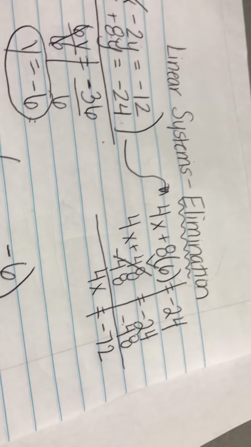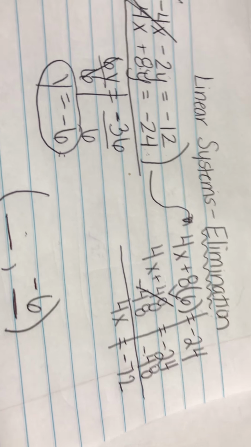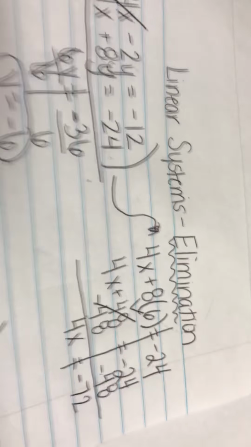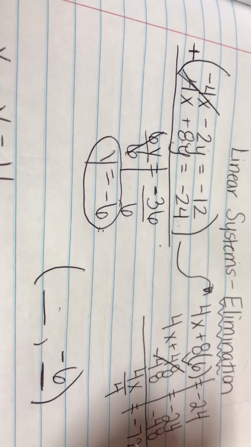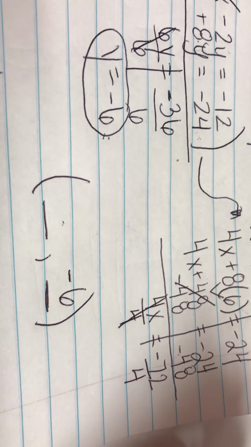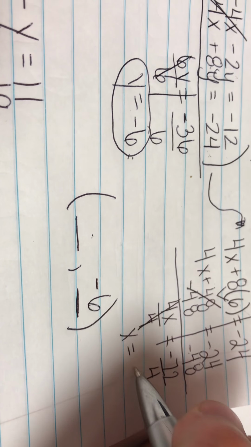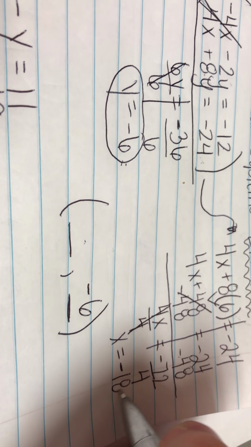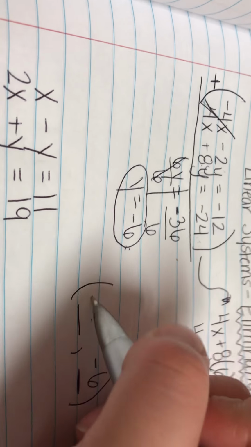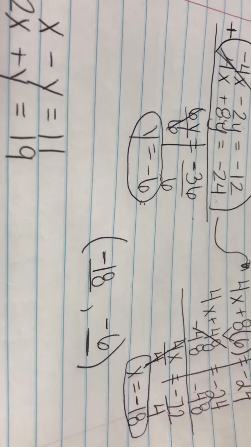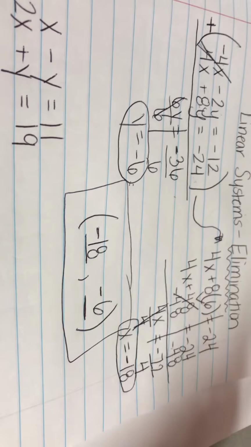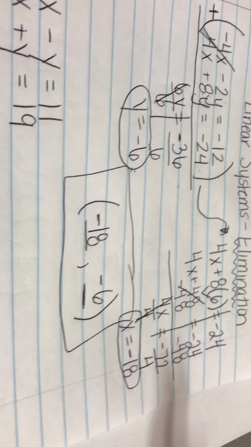All right. And then I'm going to be dividing by positive 4. I'm going to divide by 4 here, divide by 4 here. Those will cancel out, and I am left with x equals negative 18. So my point would be negative 18 comma negative 6. All right. That's my final answer. Where do these cross? Negative 18, negative 6.